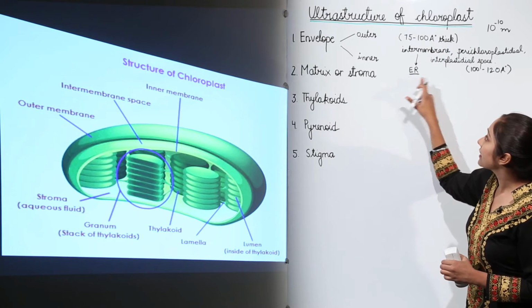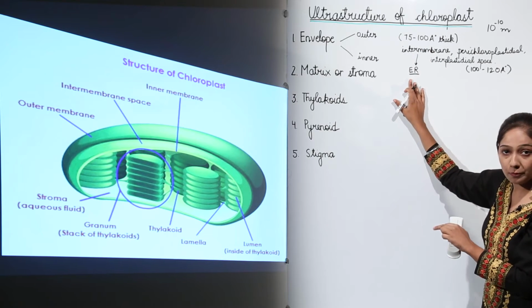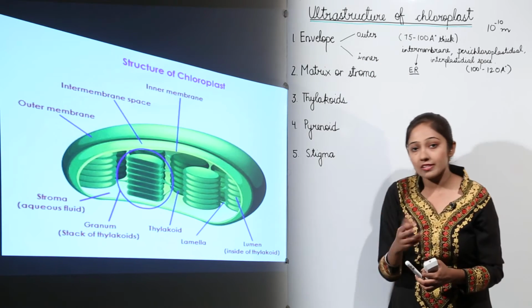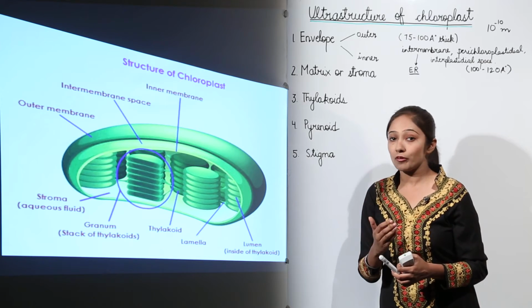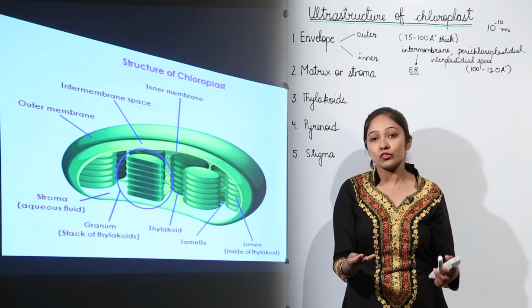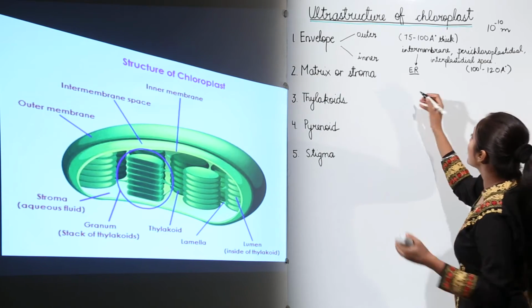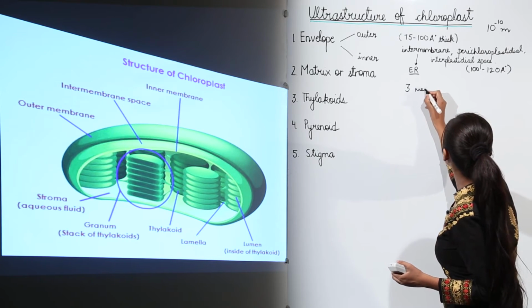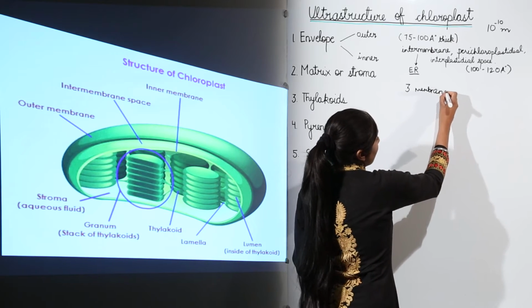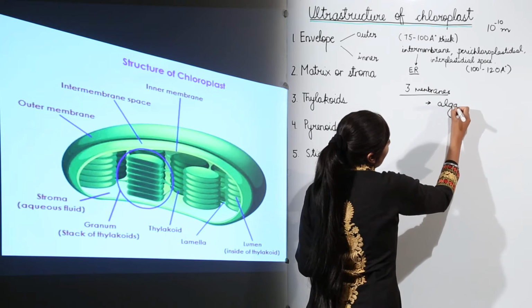But remember that this intermembrane space communicates with this endoplasmic reticulum. Next, I have told you that there are most generally two membranes, outer and inner membrane, in the envelope of the chloroplast. But in some cases, there can be 3 or 4 membranes also. So let us take a few examples. If we talk about 3 membranes, then these 3 membranes are generally found in algae.